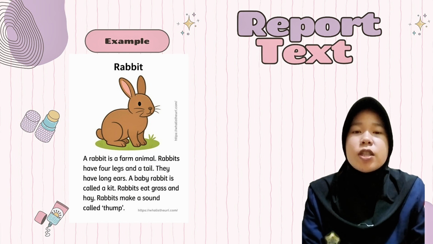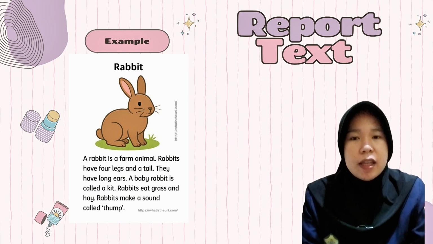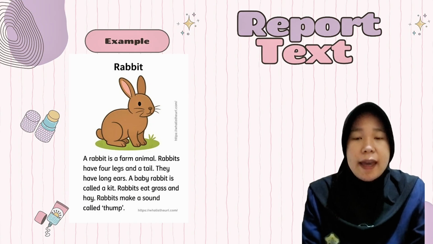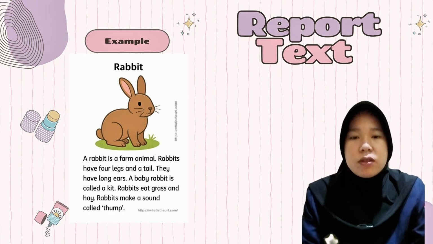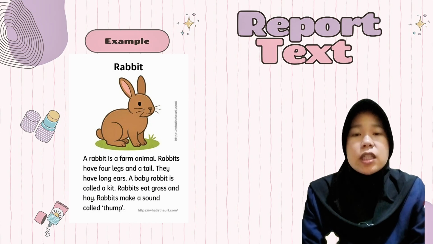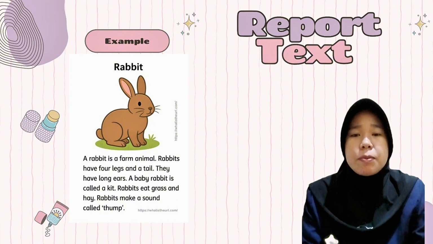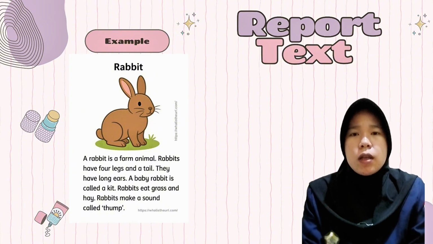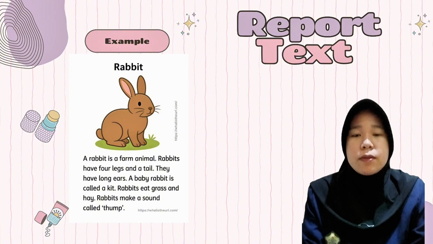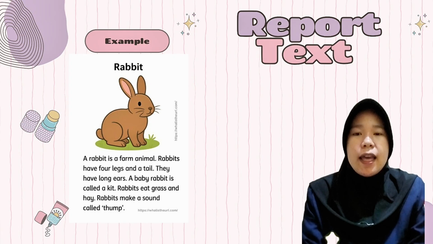So, from this example, we can understand that report text contains general classification and descriptions. Report text is very useful because it provides factual information and helps us learn about things scientifically and clearly.